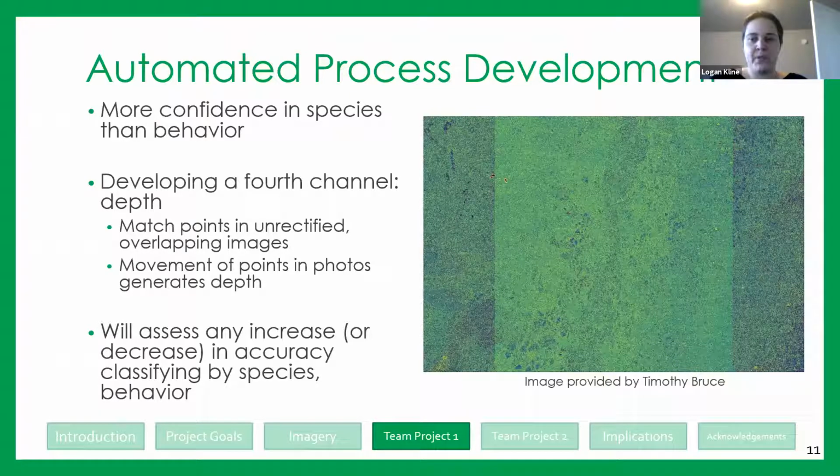create depth. Our hypothesis is that these depth maps may capture subtle changes between nesting birds and substrate or vegetation that our eyes can't see, and incorporating them may improve the accuracy of identifying birds by behavior. To our knowledge, this might be the first time depth maps have been incorporated in automated identification of bird behavior in images. So we will be assessing any increase or decrease in accuracy of the classification process in both species and behavior.